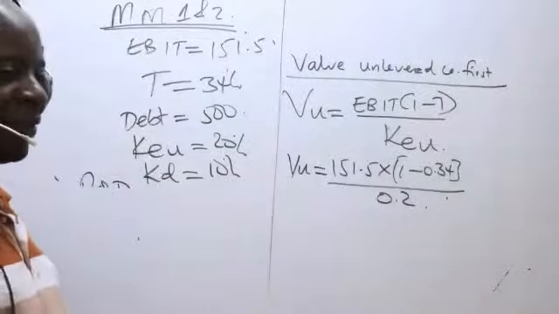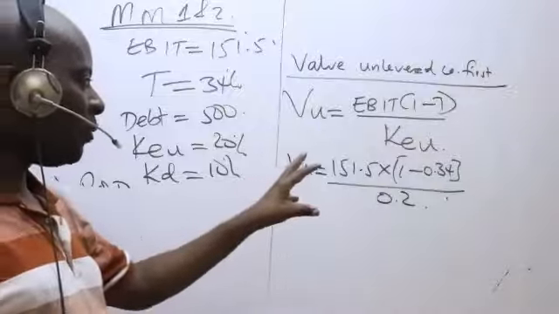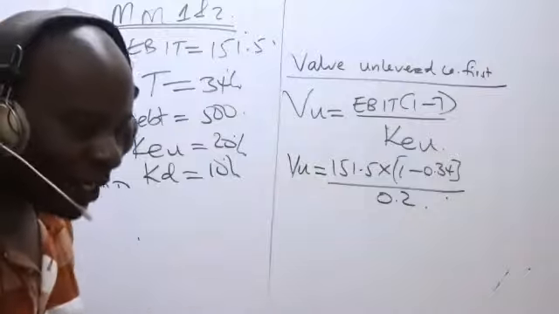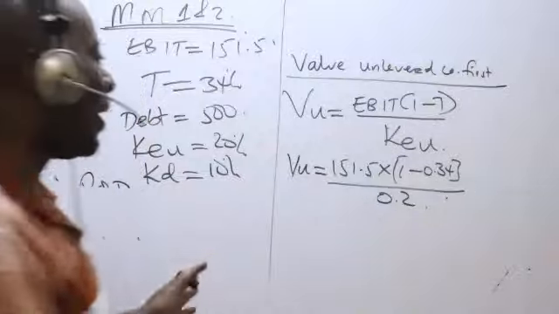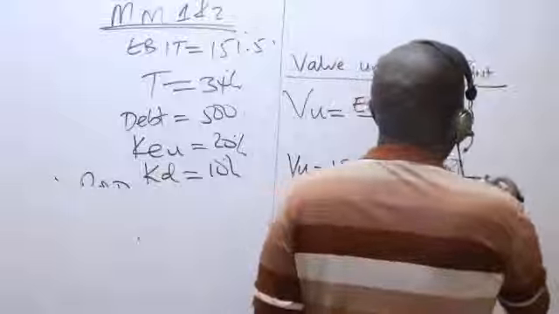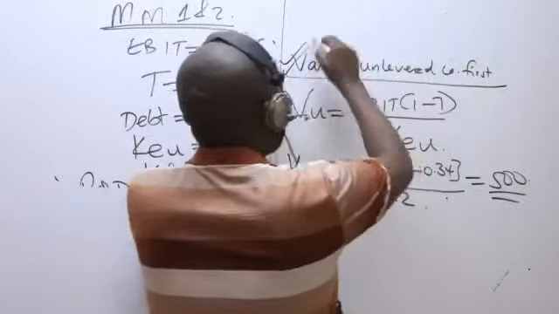Are you able to give me the value of the unlevered firm? Somebody get the numerator first, and then you divide by 0.2 and give us a figure. So they're saying it's 500, right? And says 500. At least this one, everybody would have gotten. So this is the first thing we do, and after that you have valued the unlevered firm.